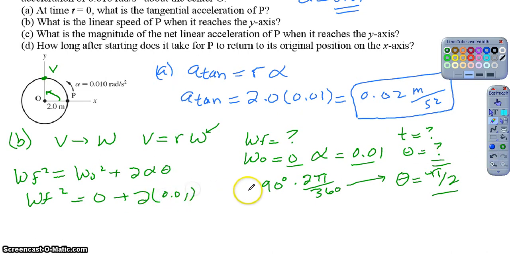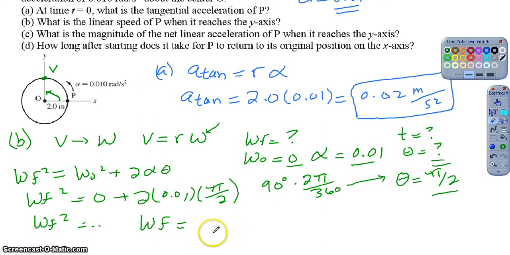times my theta measurement of pi over 2. Okay. So plugging in those numbers, do notice I use a 0.01, my angular acceleration, and not my linear acceleration. But otherwise now it's just solving the rest away for my final angular velocity. So when I do that, I should get that to be about 0.177 radians per second.